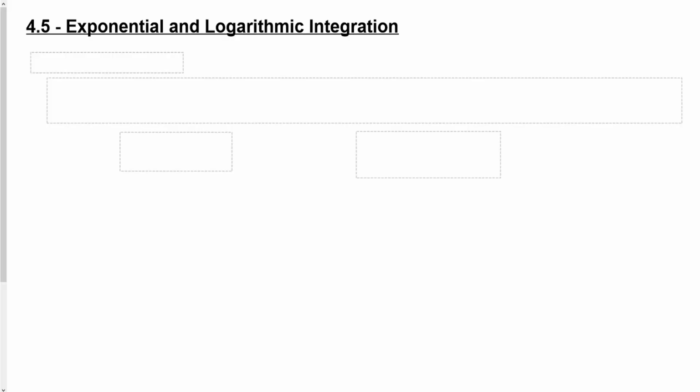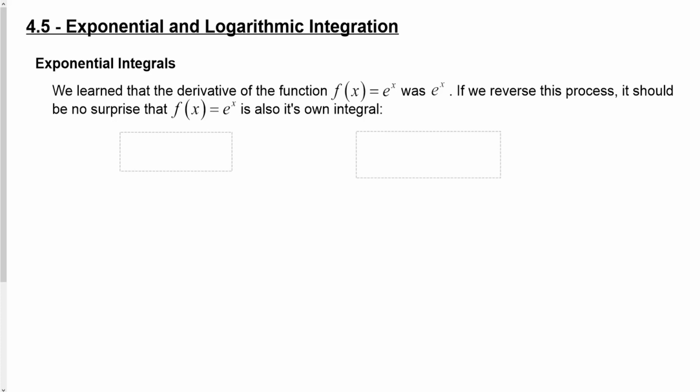In this lesson, we're going to explore exponential and logarithmic integration. We'll begin with exponential integrals, and we learned that the derivative of the function e to the x was e to the x. And if we reverse this process, it should be no surprise that e to the x is its own integral as well. And that certainly is the case. So the integral of e to the x dx is e to the x plus c.